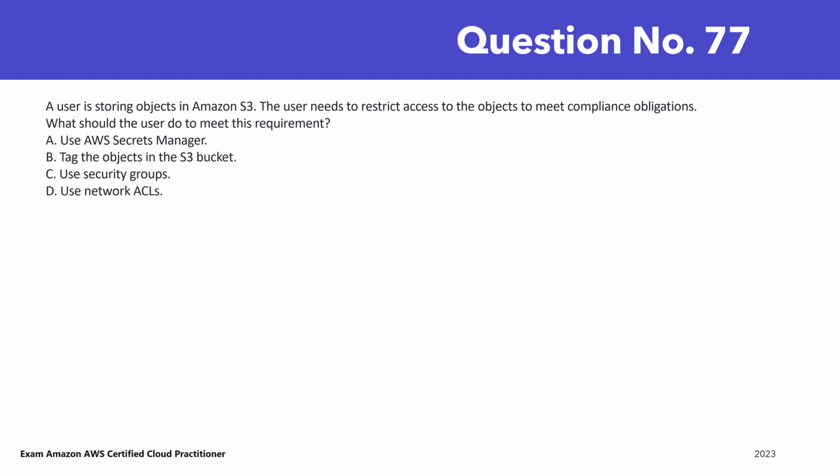A user is storing objects in Amazon S3. The user needs to restrict access to the objects to meet compliance obligations. What should the user do to meet this requirement? A. Use AWS Secrets Manager. B. Tag the objects in the S3 bucket. C. Use security groups. D. Use network ACLs. Correct answer, D.